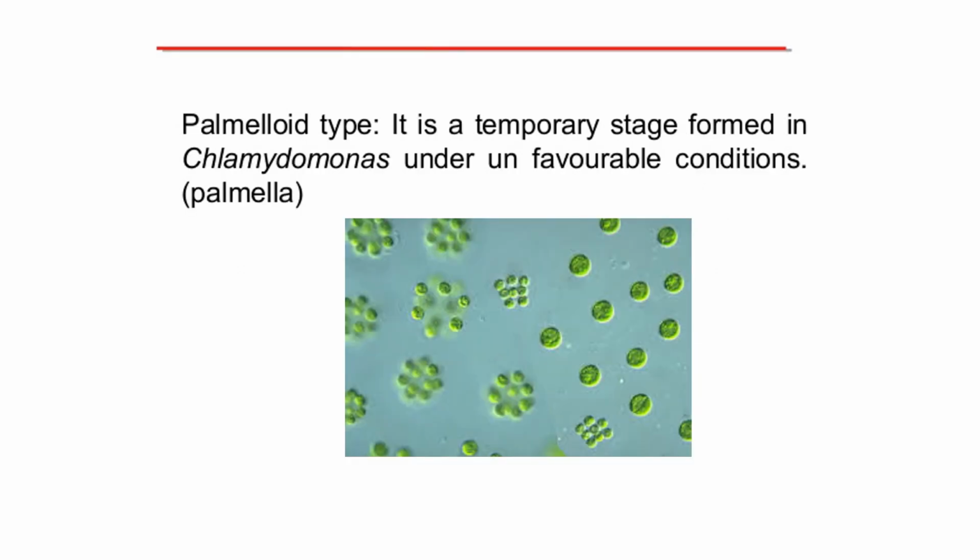Next, we have the palmelloid type. It is a temporary stage that is formed in Chlamydomonas under some favorable conditions, and it is known as palmella. So this stage is known as palmella. It is not a permanent stage. It is a temporary stage in Chlamydomonas during its life cycle, where for some time the cells live together, forming a palm-like structure. So this is known as palmella or the palmelloid type, and it is not a permanent stage. It changes into other types.